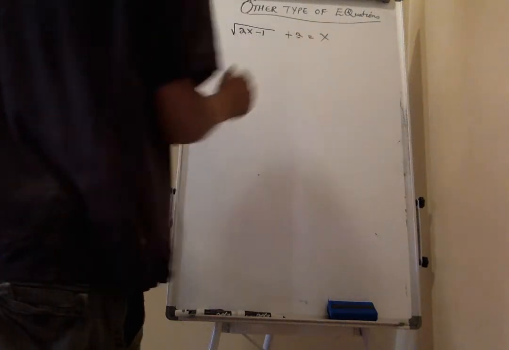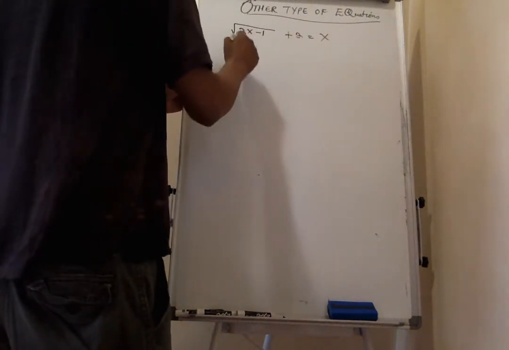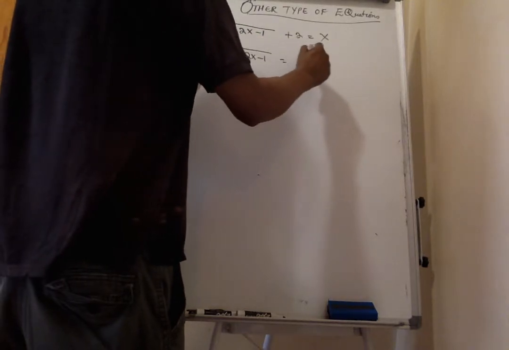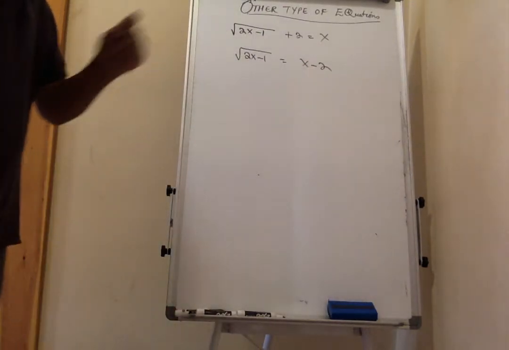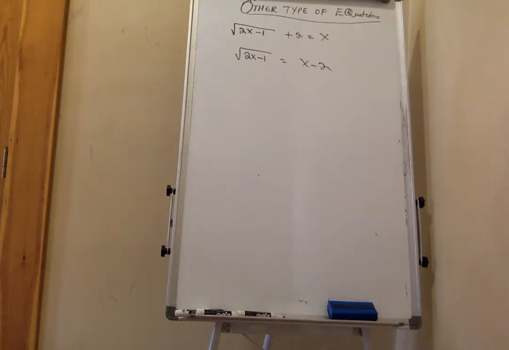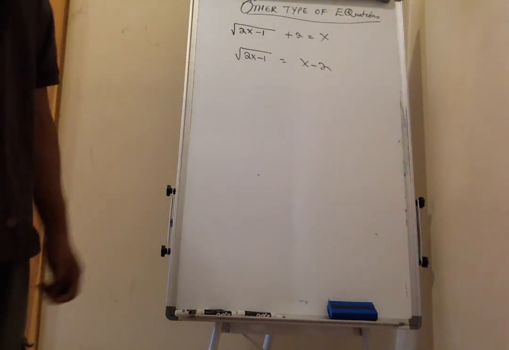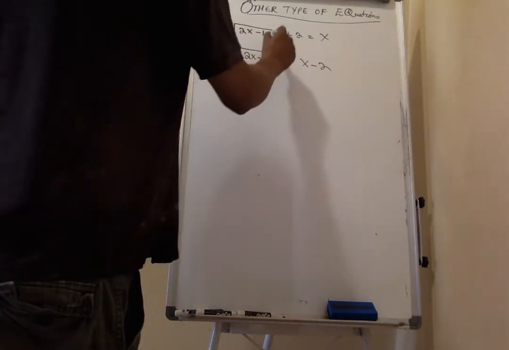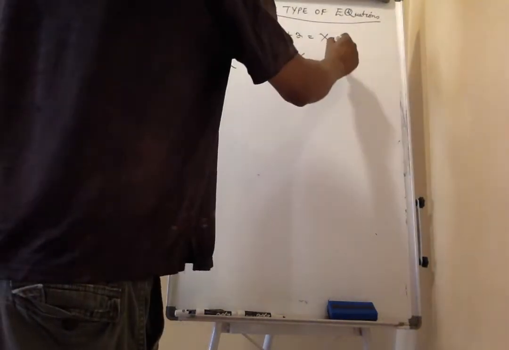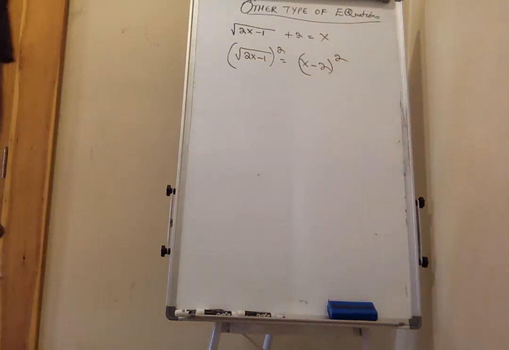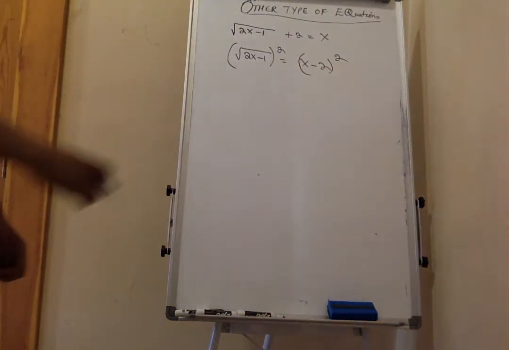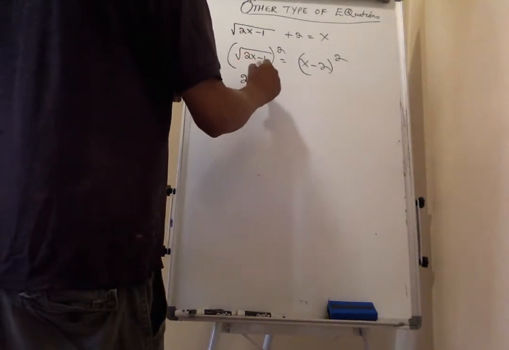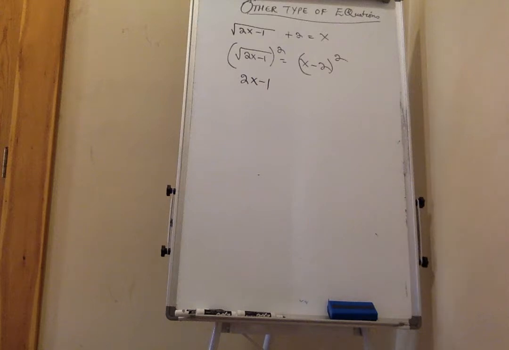So move 2 to the other side. So you would have the square root of 2x minus 1 is equal to x minus 2 if you move 2 to the other side. Then what you need to do is, I got to get rid of this radical. So one way of doing that is just square it. Now, if you square the square root of 2x minus 1, you end up with 2x minus 1. That's what we want. We got it out of the radical.